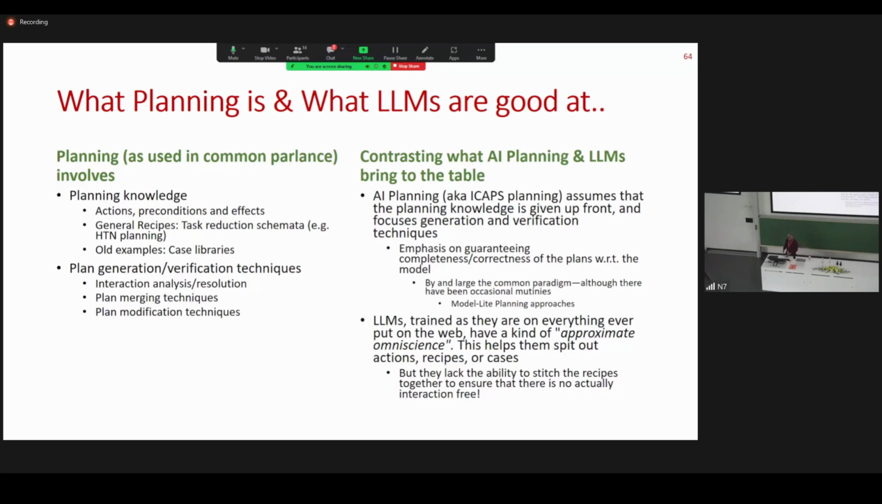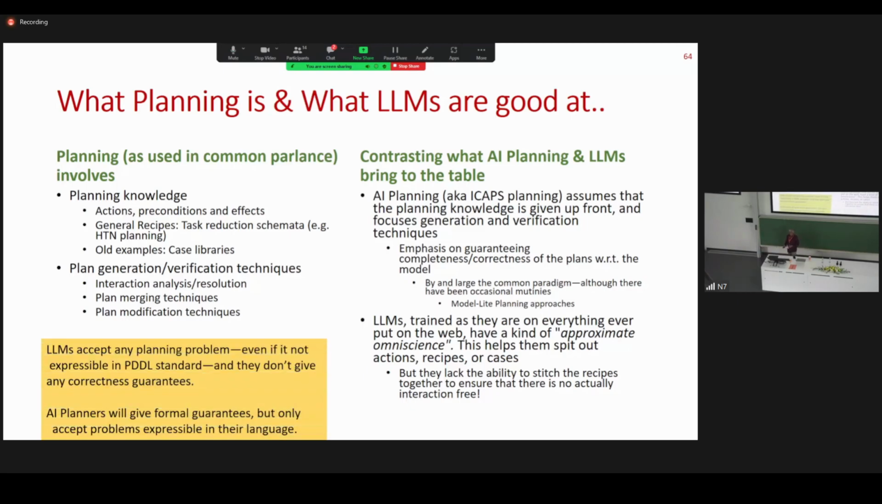And in fact, LLMs, trained as they are on the whole web, basically have this approximate omniscience, but they lack the ability to stitch the recipes together to ensure that they are actually interaction free and that they will be executable. That's the stuff planning people as well as RL people care a lot more about. Okay, so here's a way of thinking about it. This is with respect to what I said earlier. AI planners will give formal guarantees, but will only give them if you have given them a domain model in the format that they expect. Otherwise, they'll say, move on, move on, move on.